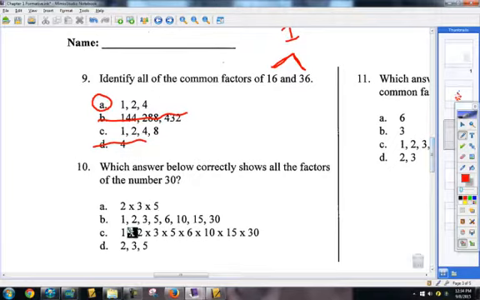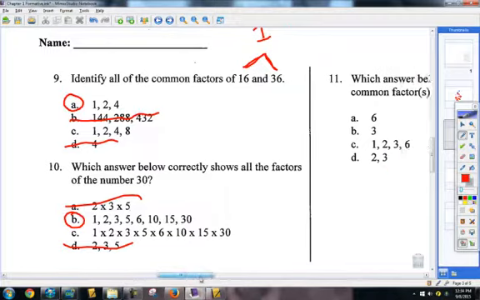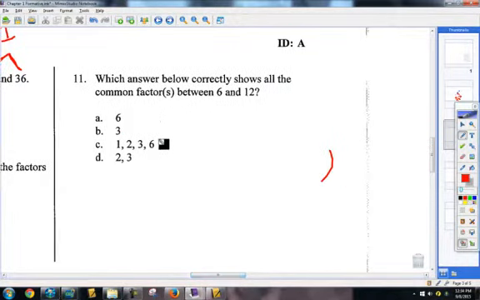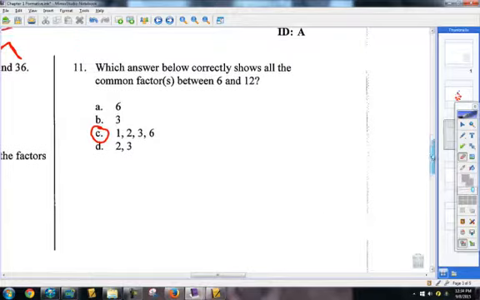Number 10, you're listing out all the factors of 30. So again, A and D should be eliminated right away because 1 isn't even in there. Then you just see which one's which. And B and C are the same, only C is using multiplication signs. If I just want to know which one shows all the factors, I'm going to show it in a list. So that's letter B. And number 11, all the common factors between 6 and 12, that is going to be letter C. The only one that has 1 in it, by the way. Good? Are you guys keeping up with your checks and X's?